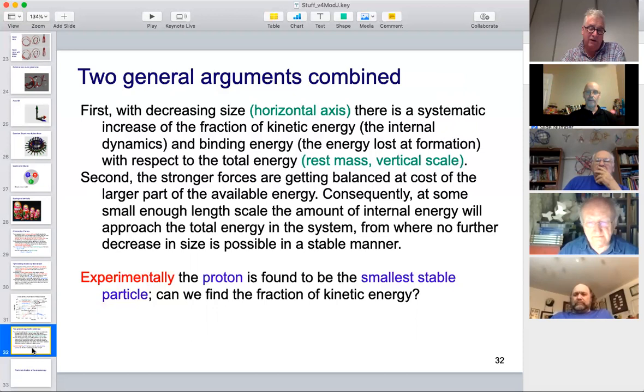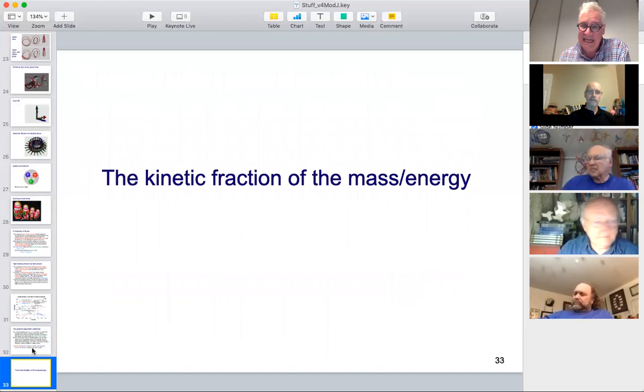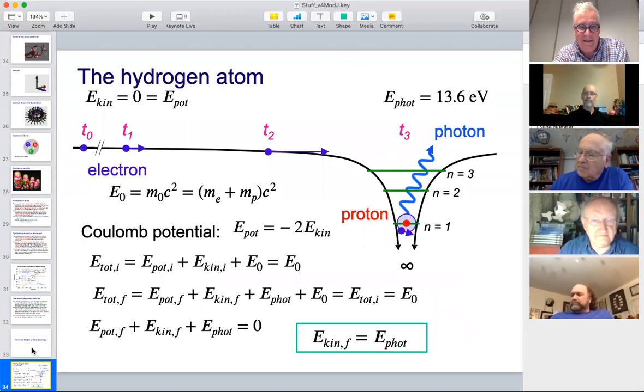But let's do some sums. Let's do some calculations. This is not theory. This is simple calculation. So let's do the kinetic fraction of the mass energy of the hydrogen atom, for example. There we are. So here's a hydrogen atom. The electron falls in to the proton. Out goes a photon, 13.6 electron volts worth.